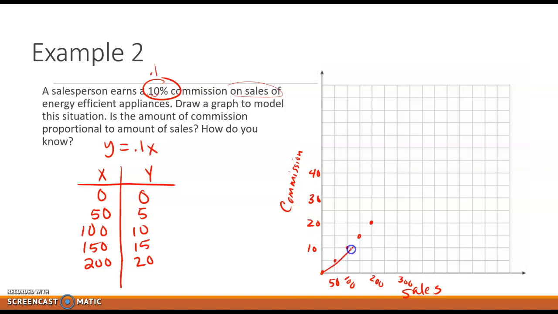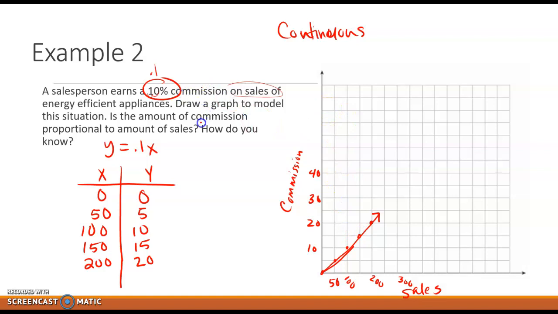Now this one would be continuous. We would draw a line. I'm going to write this up here. Continuous. And why? Because I could sell something between $50 and $100, and I'm able to find out how much I earn off of that. I'm not earning on just $50 increments. I could earn anything in between. Like if I sold $10 worth of items, I'm earning $1 type of thing. And so that's why it's continuous.